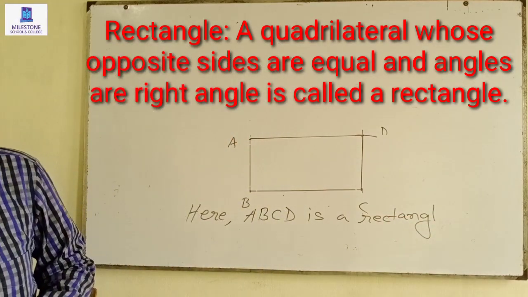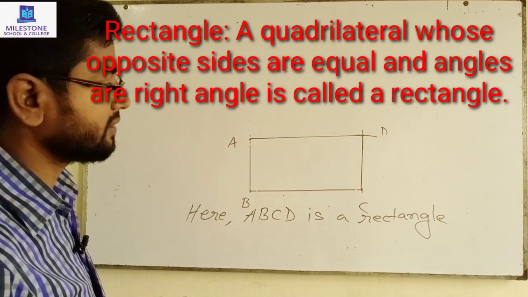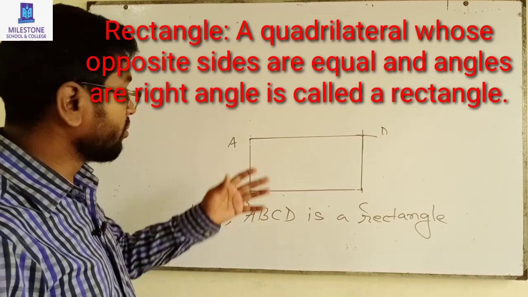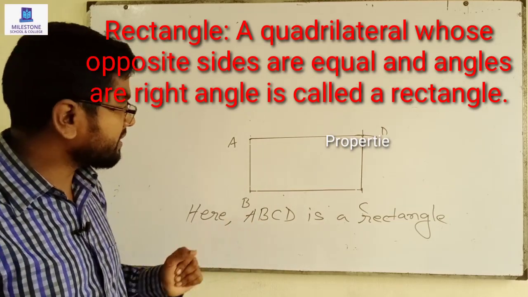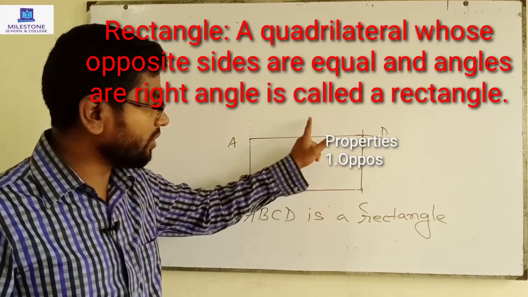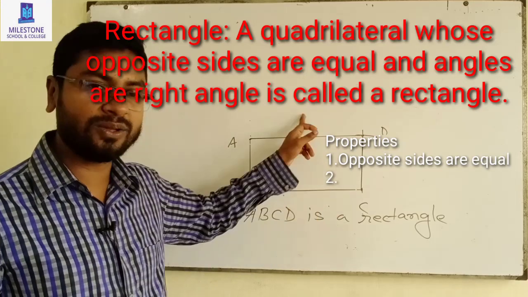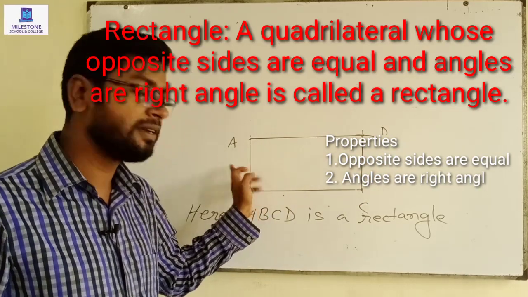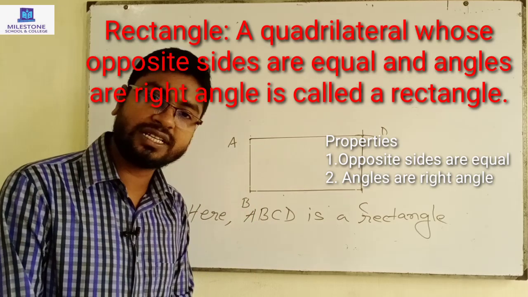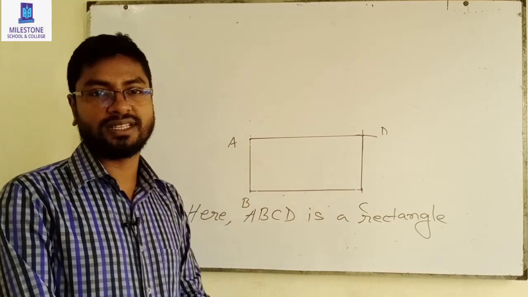Rectangle. Have you understood? Look, what are the properties of a rectangle? The properties are: opposite sides are equal and angles are right angles, and it is parallel also. This line is parallel, this line is parallel. Have you understood the rectangle? You will practice how to draw it.